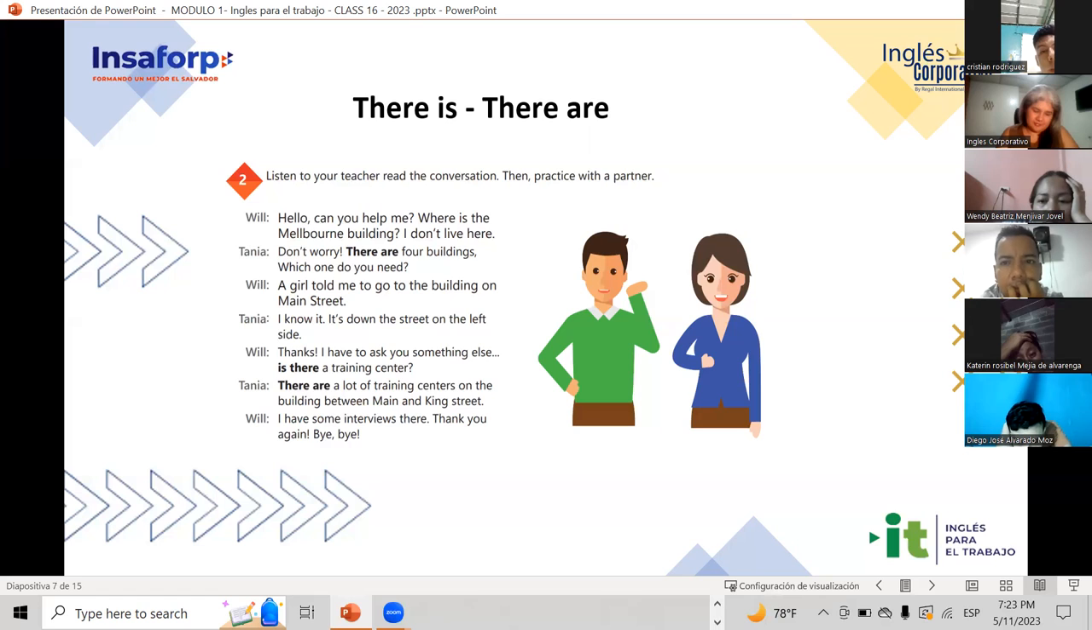Okay. Hello, can you help me? Where is the Melbourne building? I don't live here. Don't worry. There are four buildings. Which one do you need? A girl told me to go to the building on my street. I know it. It's down the street on the left side. Thank you. I have to ask you something.